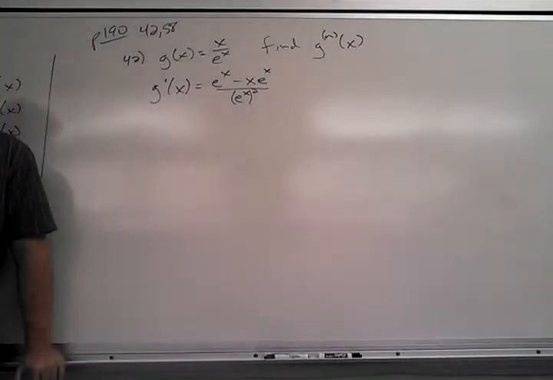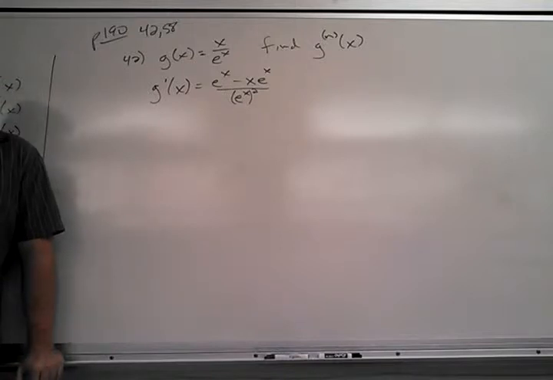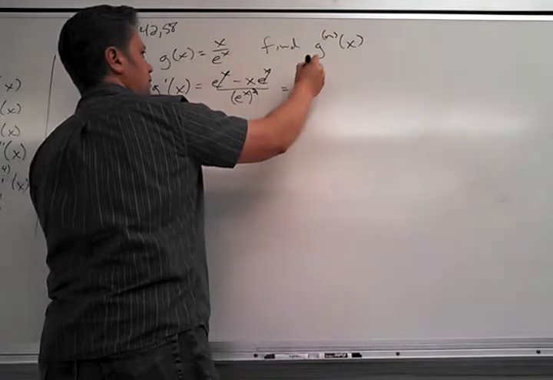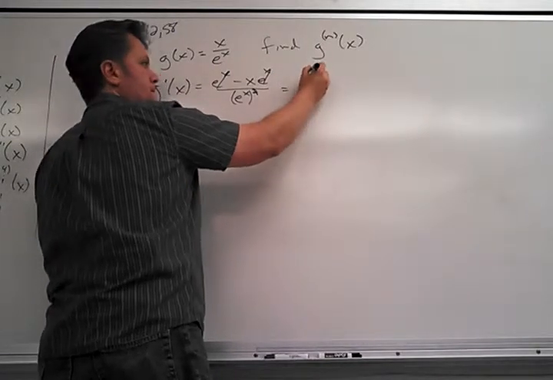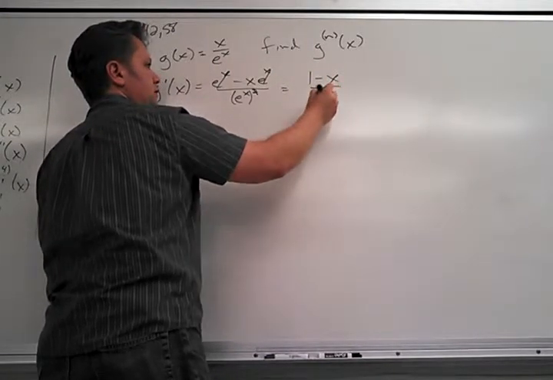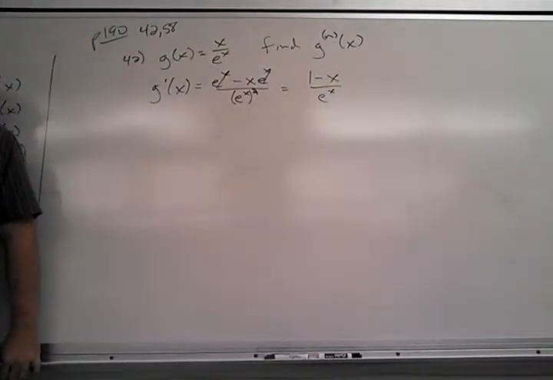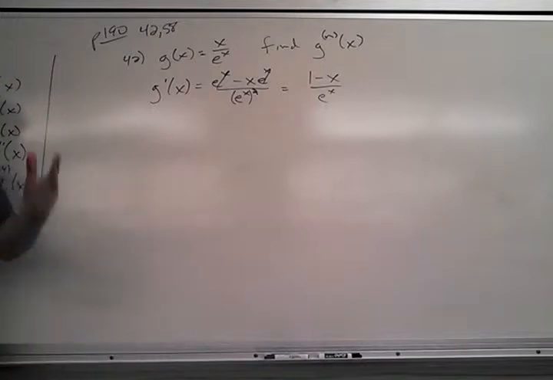Are we all on the same page? Making sense. So 1 e to the x cancels everywhere, and I end up with 1 minus x over e to the x. Okay, so it's not enough to establish a pattern, but you might even start to realize maybe that 1 has something to do with the first derivative, maybe. I don't know. It's not enough to go on yet.